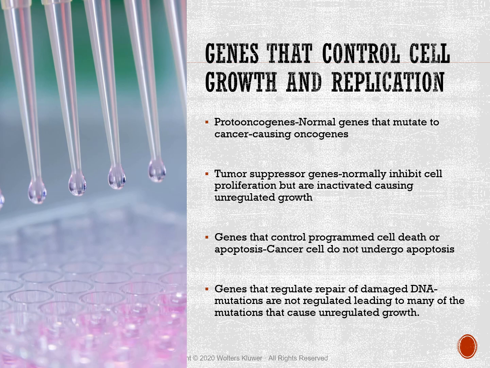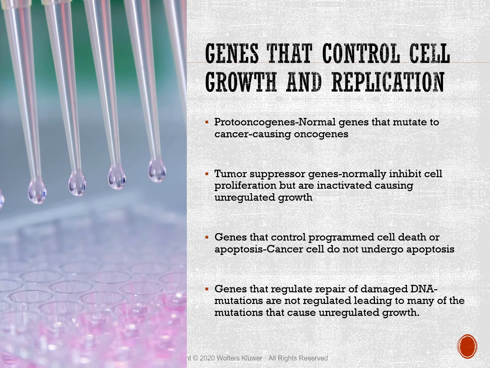So, proto-oncogenes are normal genes that are capable of mutating to cancer-causing oncogenes. Okay? And those cancer-causing oncogenes kind of turn on some of that abnormal cellular growth that we see in malignant neoplasms. We also have tumor suppressor genes, and normally those genes inhibit that rapid cell proliferation, and these become inactivated, causing unregulated growth.